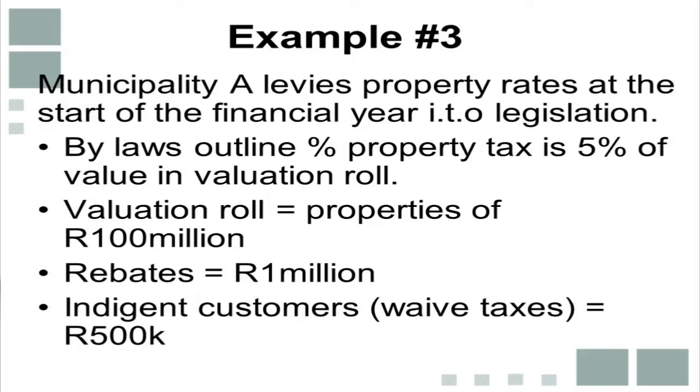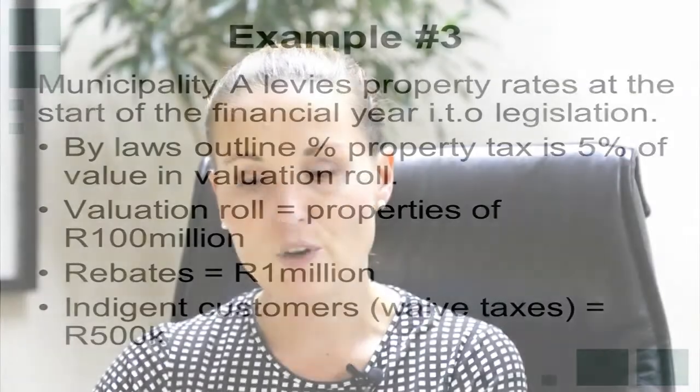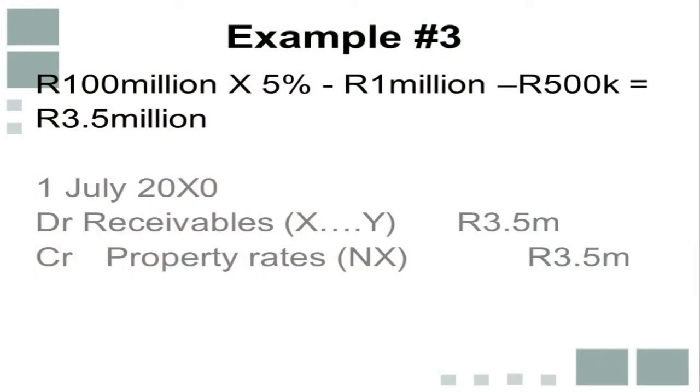So in this instance, at the start of the year, the municipality, in terms of the Property Rates Act, is also entitled to the taxes up front. The municipalities allow entities to actually pay the funds over the year. So there is a delayed collection, but the municipality is entitled to the money up front. So on the 1st of July, we're going to debit the receivables. Again, there would be different receivables accounts, and then credit property rates of 3.5 million.